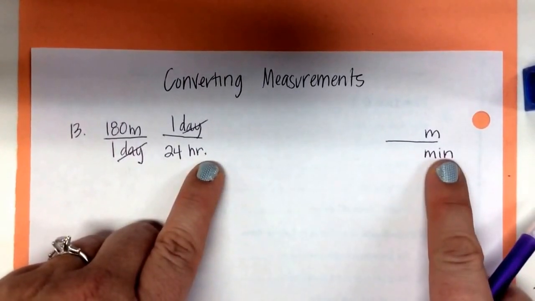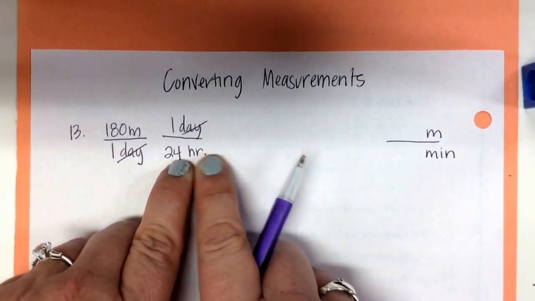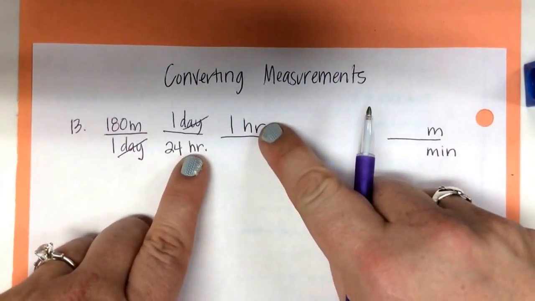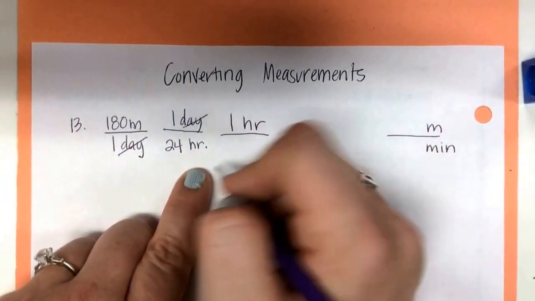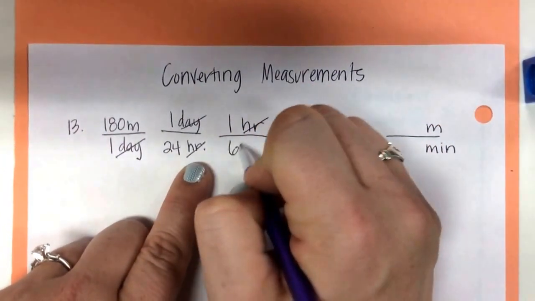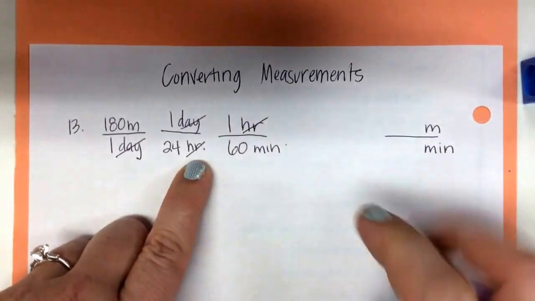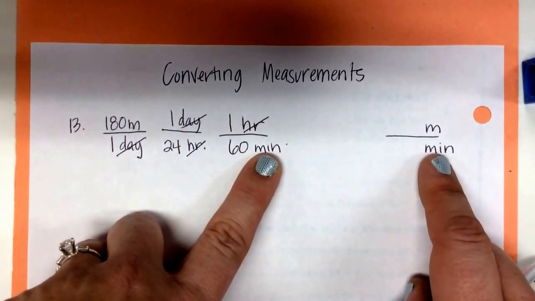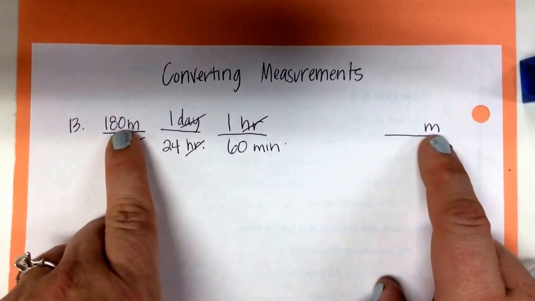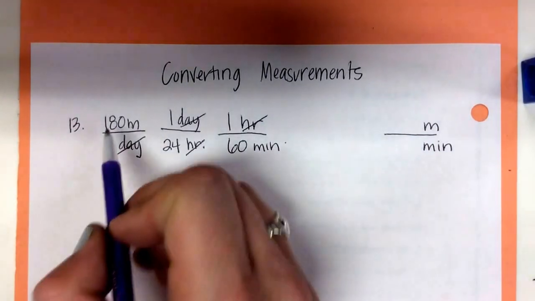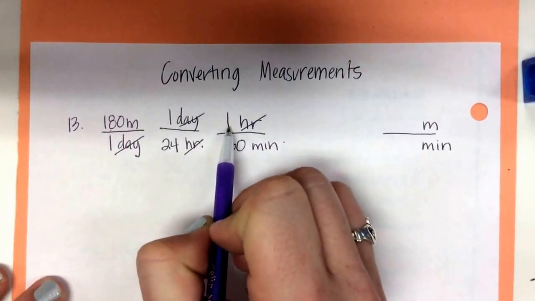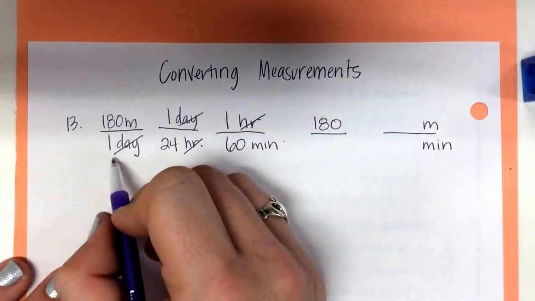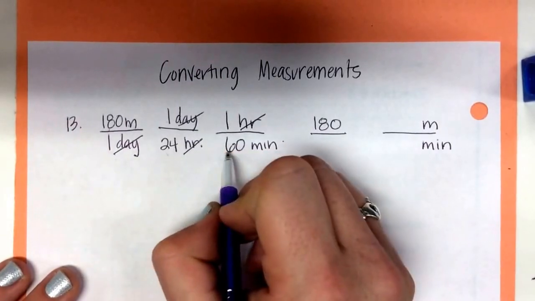Am I done? No. So what do you know about hours? So 1 hour, because I want the hours to be diagonal, because they need to disappear, is 60 minutes. Am I done now? Is my bottom label the same? And is my top label the same? All right, let's multiply. 180 times 1 times 1 over 1 times 24 times 60.